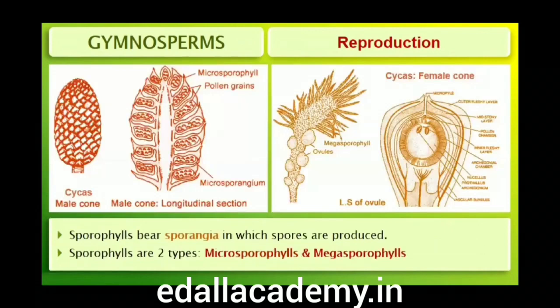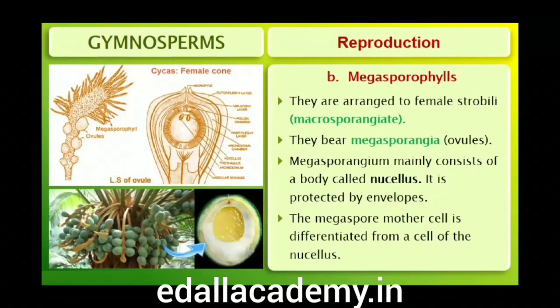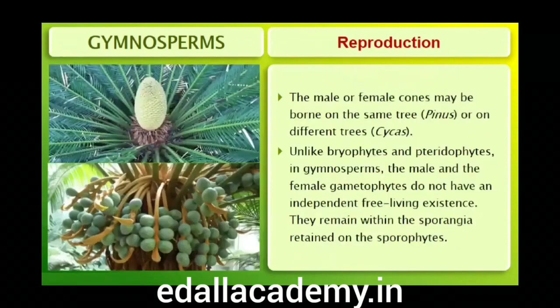The strobili bearing microsporophylls and microsporangia are called microsporangiate or male strobili. The microspores develop into a male gametophytic generation which is highly reduced and is confined to only a limited number of cells. This reduced gametophyte is called a pollen grain. The development of pollen grains takes place within the microsporangia. The cones bearing megasporophylls with ovules or megasporangia are called macrosporangiate or female strobili. The male or female cones or strobili may be borne on the same tree (Pinus).